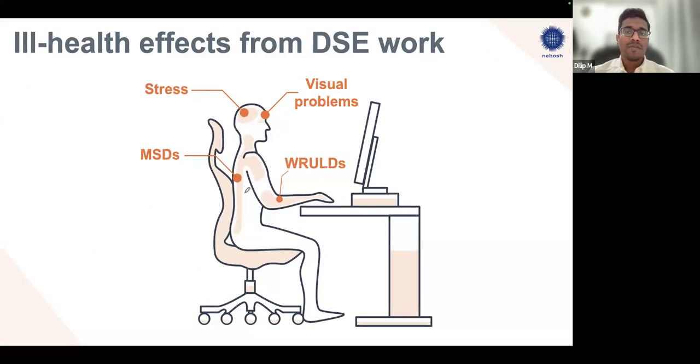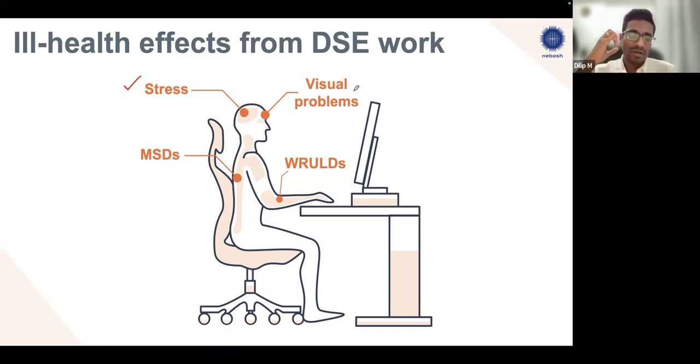Okay. So from the image you can see number one here is stress. So stress due to the demand of the work. Okay, if the work rate is very high, if you're working with DSE where the targets or demands are unrealistic. Okay, and then visual problems.